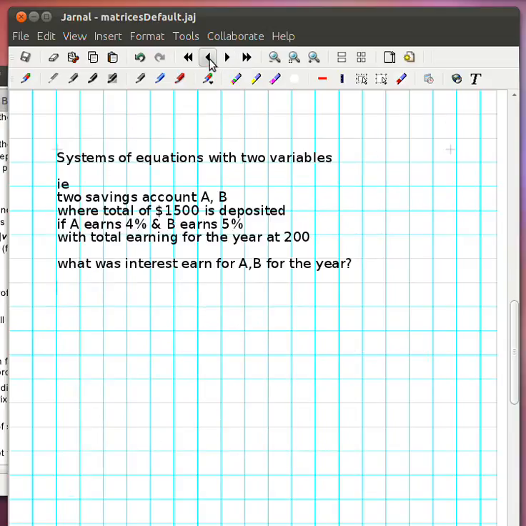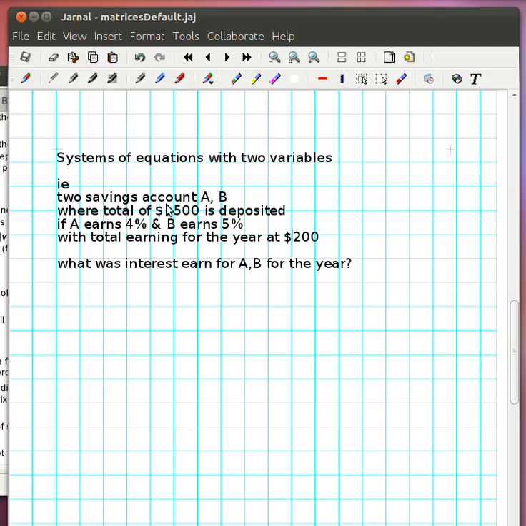Okay, so we're going to give an example of two savings accounts where you got a total of $1,500 deposited to accounts A and B, and you want to see the percentage of interest earned that year, which is $200. You want to see what is actually earned by each account, right? So let's take a look.